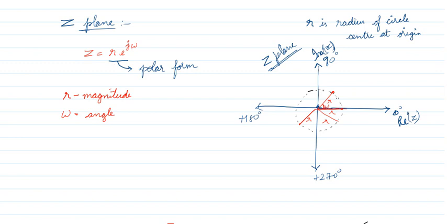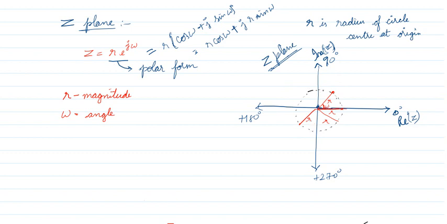I can expand this, right? Z is r e power j omega, and e power j omega is cos omega plus j sin omega, so Z is equal to r cos omega plus j r sin omega. So this axis is r sin omega, this axis is r cos omega. Or else in polar form, we will be using the magnitude. These radial lines represent the magnitude and the angle. This is 0 degree, 90, 180, 270 degrees. Angle will be in the anti-clockwise direction.